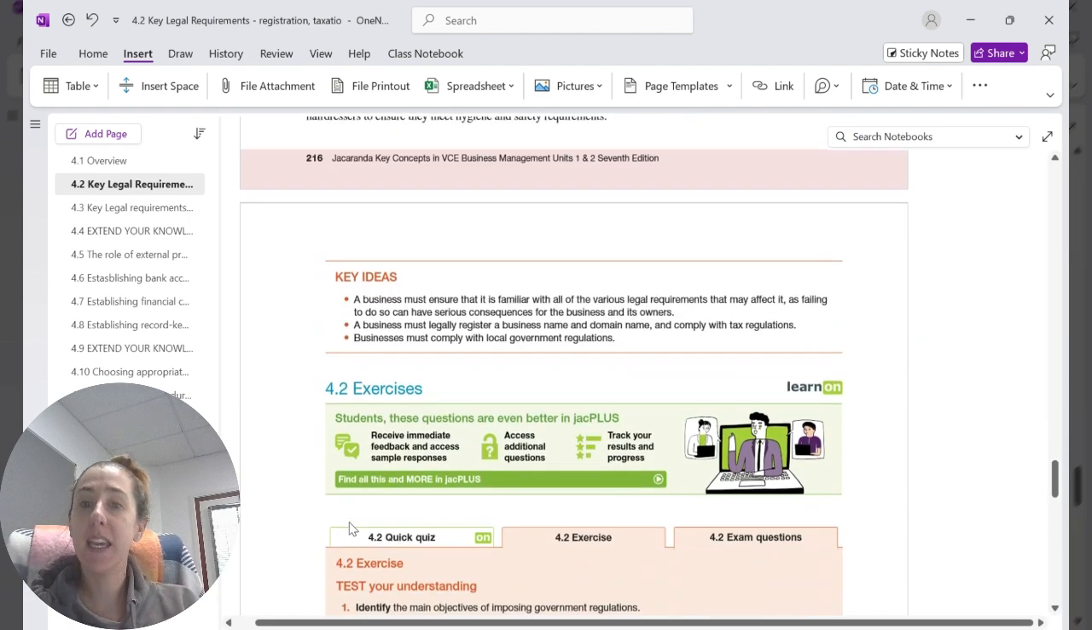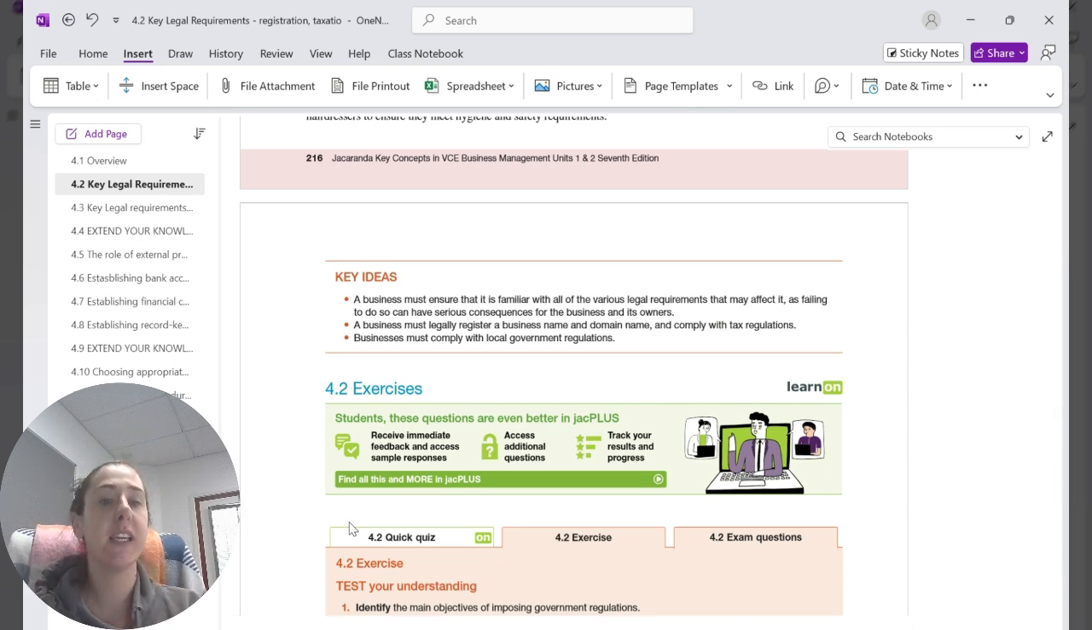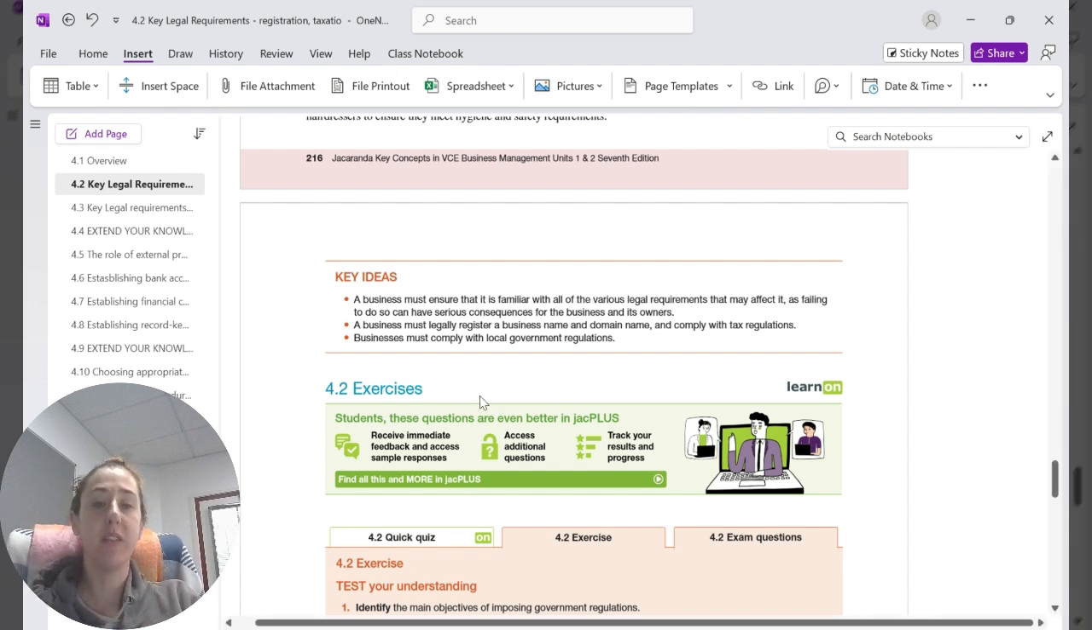So, back to the key ideas. A business must ensure it's familiar with all of the various legal requirements that may affect it, as failing to do so can have serious consequences for the business and its owners. A business must legally register a business name and domain name and comply with tax regulations. And a business must comply with local government regulations. So, you need to be aware of these and how they're going to impact them.